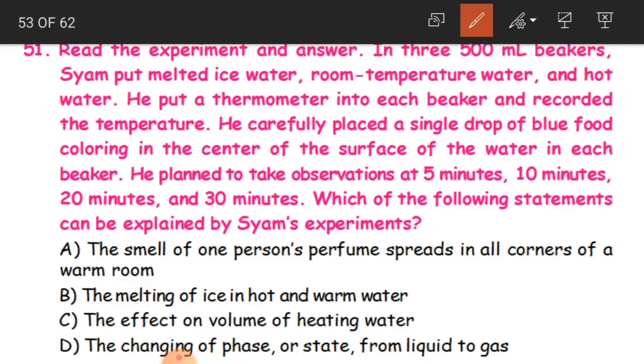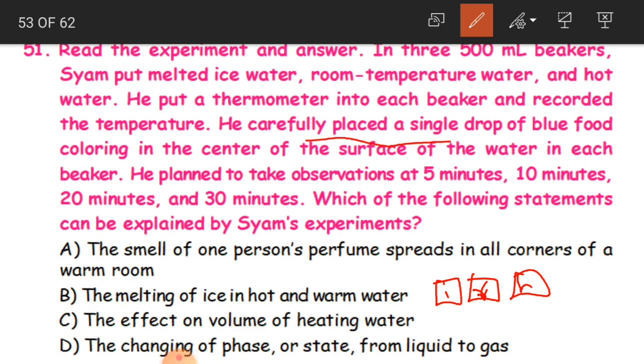Okay, so we'll just take here some three beakers, 1, 2 and 3. So in one beaker he kept ice water. I'll just mark it as ice. Room temperature water, like normal water, like warm water it is, and hot water. Okay. So what happens? He put a thermometer into each beaker and recorded the temperature. This is ice, this is room temperature, and this is hot water. He just put a thermometer and recorded the temperature.